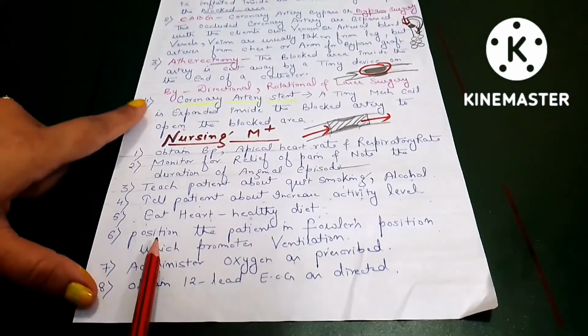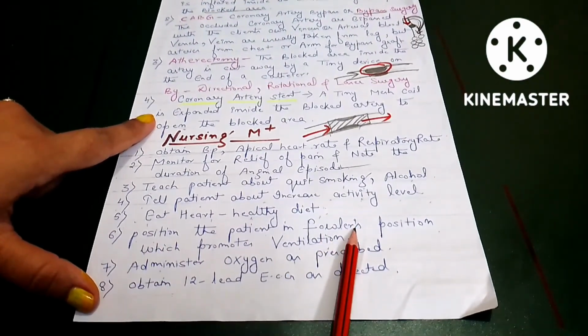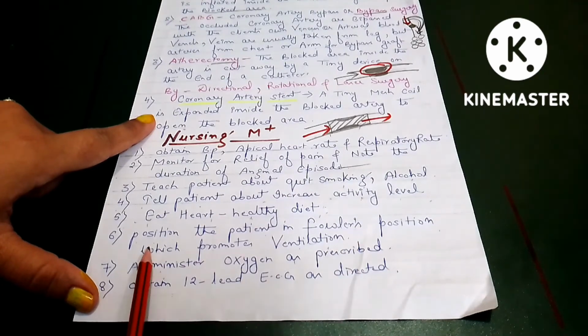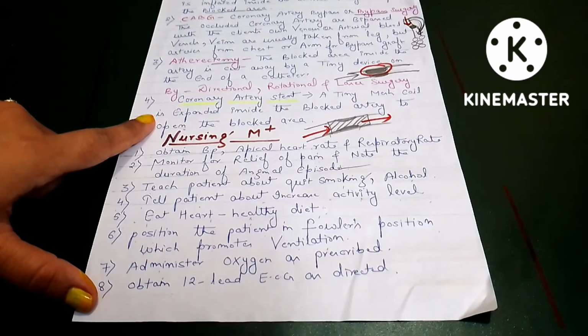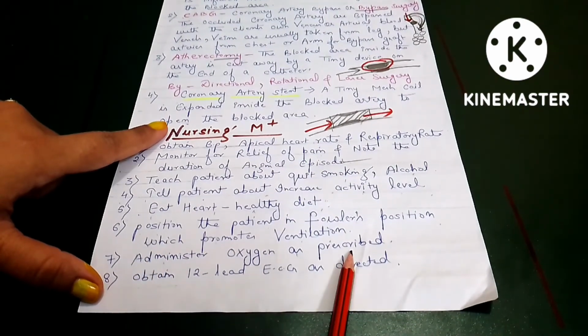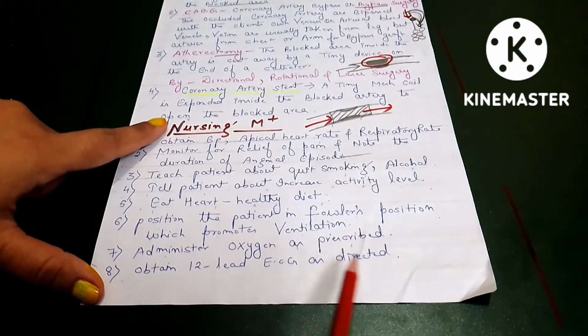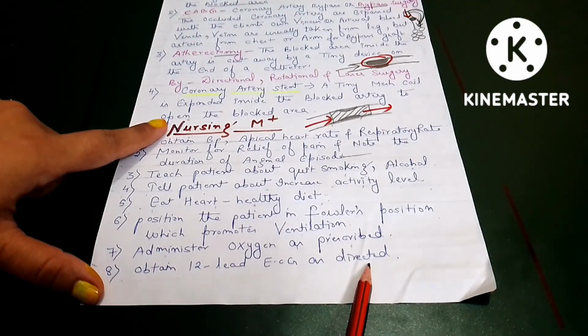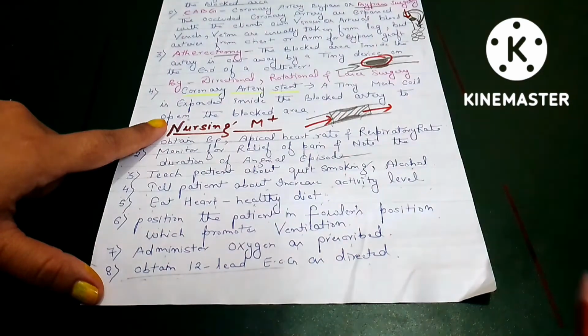If the patient is not getting sufficient oxygen supply, he is not getting sufficient breath, you can give him a Fowler position to promote his ventilation in a better way. Okay, administer oxygen to the patient if your doctor has prescribed it and the patient is feeling dyspnea, and if the doctor or physician has prescribed an ECG, you can take the patient's 12 lead ECG.